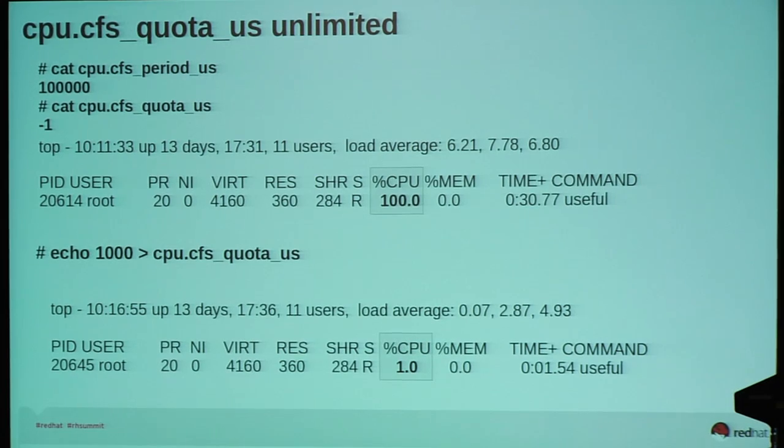However, in the bottom, if I echo a 1,000 in there, which is exactly what all the container stuff does, it'll say you're only going to have 1,000 microseconds per 100,000 microseconds, and you can see down the bottom the percent of CPU goes to 1, even though the rest of the system is idle. It won't let you have it. That is in contrast with using the shares above it.